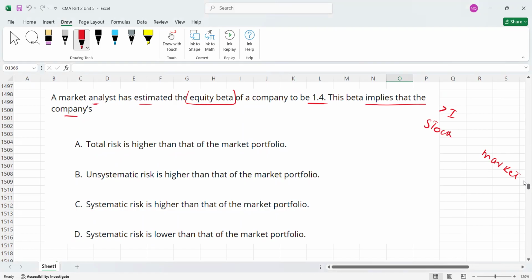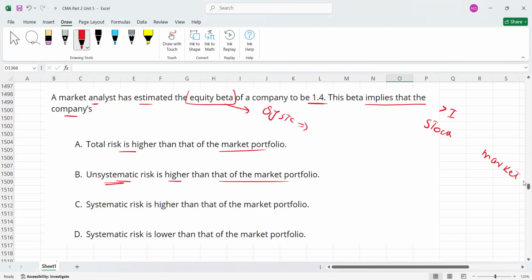So option number one is what? They're saying total risk is higher than that of the market portfolio. This is the first option. Second is what? Unsystematic risk is higher than that of the market portfolio. Do you remember we discussed unsystematic risk, right? Because beta always reflects the systematic risk, not unsystematic. And systematic risk is the risk which cannot be diversified away.